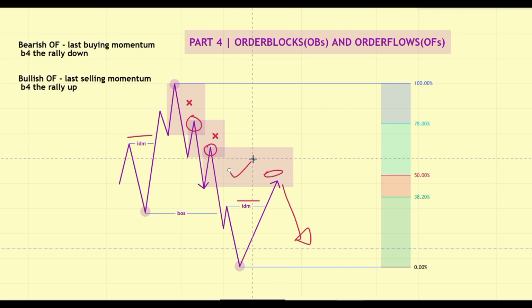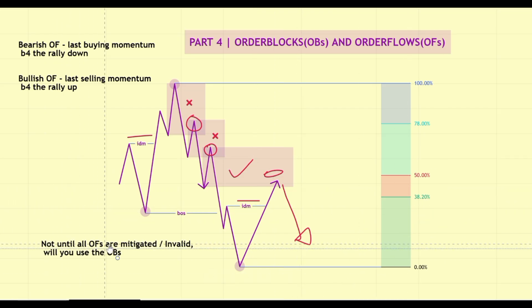So again, how can you approach the trade, or how can you take that reversal? All right, now this is where the order blocks come in, and also this is where I come up with something else: not until all order flows are mitigated or invalid will you use the OBs. So right now we can clearly see this one here, price has failed it. I'm talking something like this.